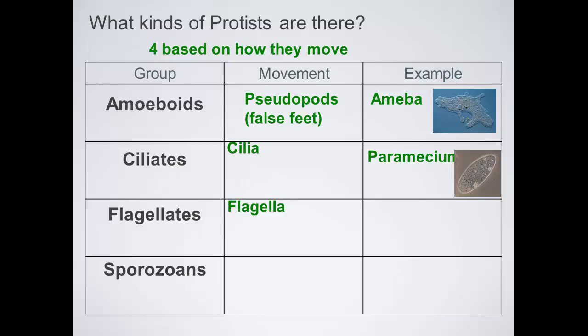Flagellates move using something called a flagellum. It's like a long tail that pulls them through the water. The one we will look at is called the euglena. I don't know if you can really see it, but at the end of this euglena, there's a long, looks like a hair. That's the flagellum. It sort of whips around and pulls the euglena through the water.